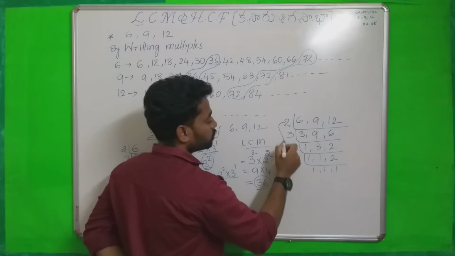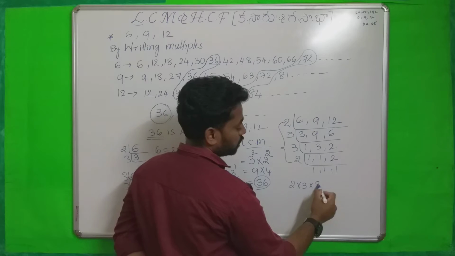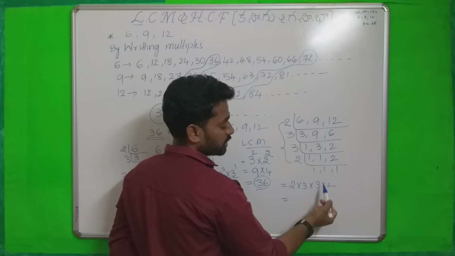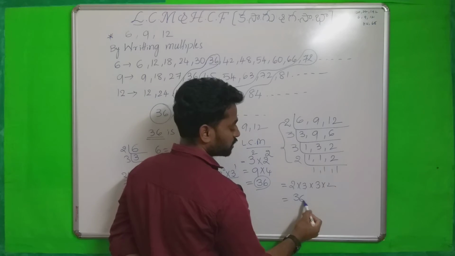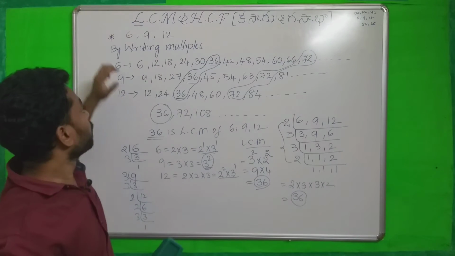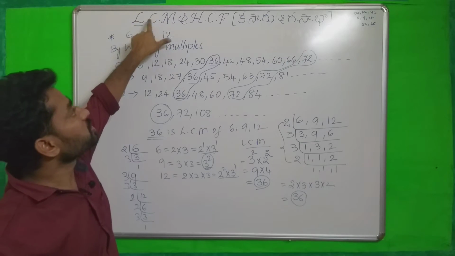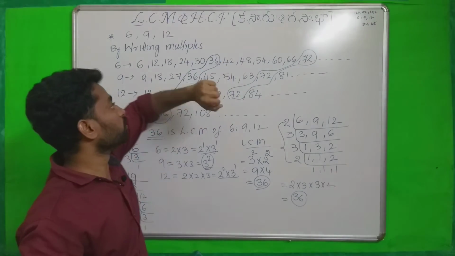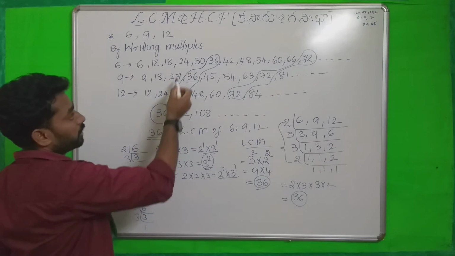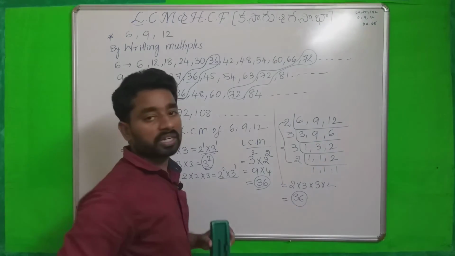So multiply all these, you can get the LCM. So 2 into 3 into 3 into 2: 2 threes are 6, 6 threes are 18, 18 twos are 36. So this is the LCM process by 3 methods. By writing multiples, LCM, least common multiple. Now here by writing multiples, this is by prime factorization, this is by the synthetic division method.